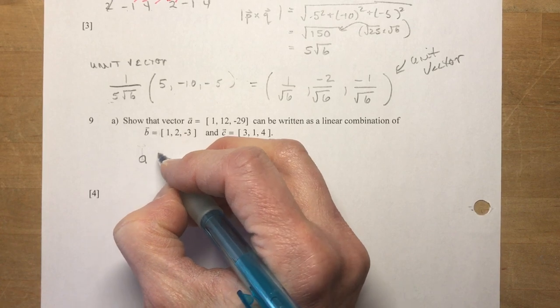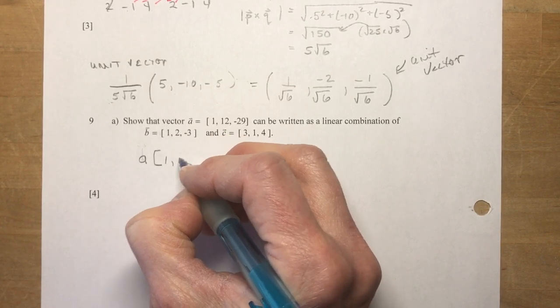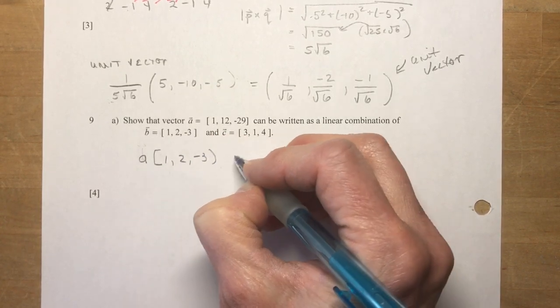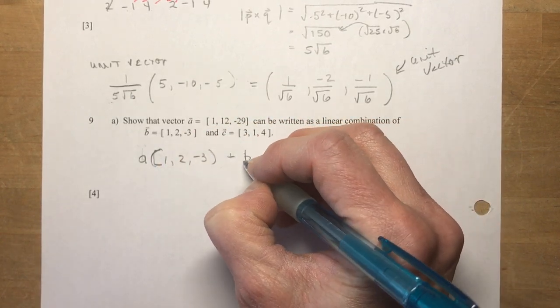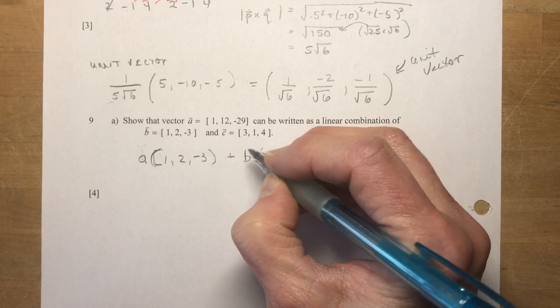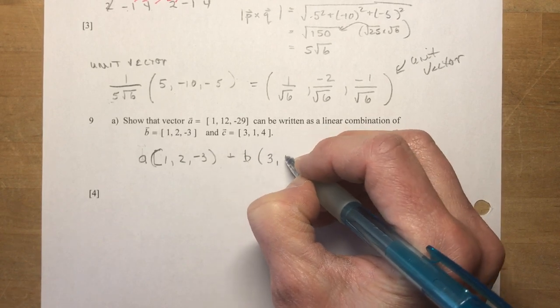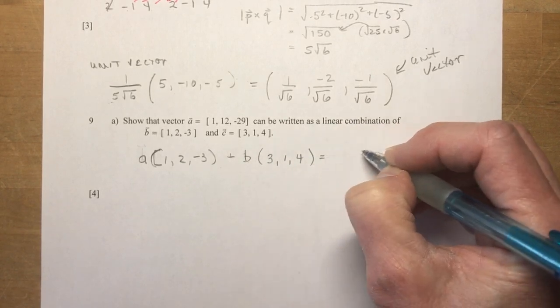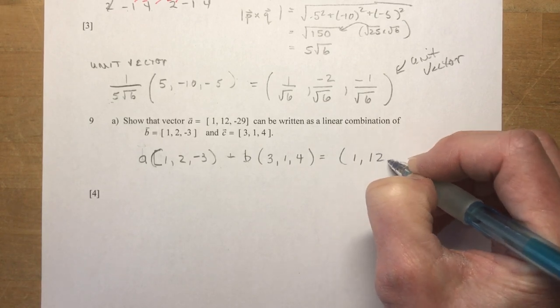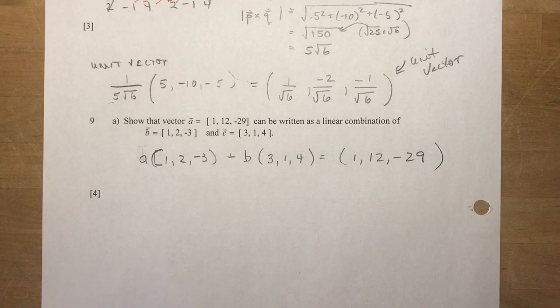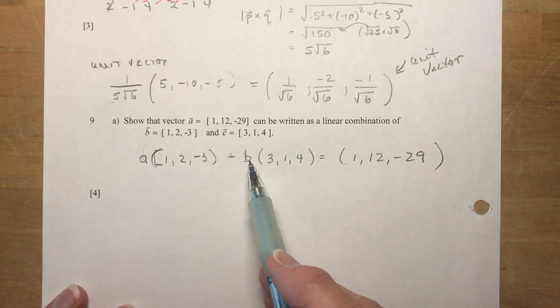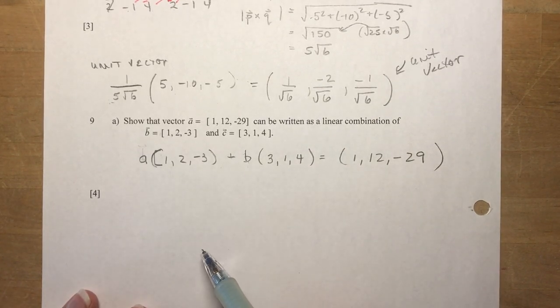So if I did A, some constant A, times [1, 2, -3], plus, and again I'm using the square brackets, you forgive me for that, will you? So B times [3, 1, 4] has to be equal to [1, 12, -29]. Okay, so all you're doing is writing it out as a scalar multiple. You could put S and T here. That might have even been better.